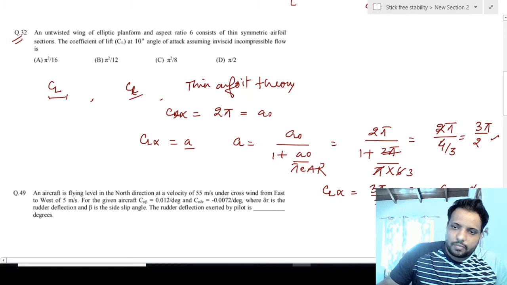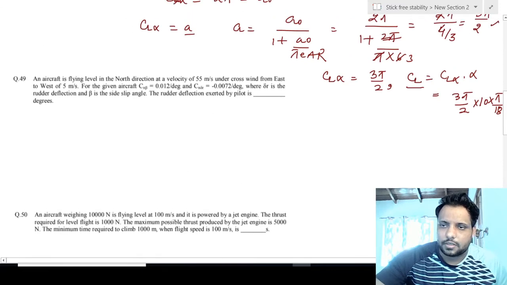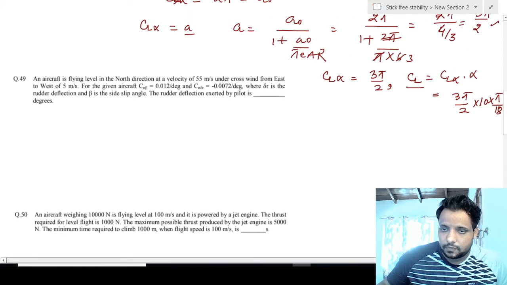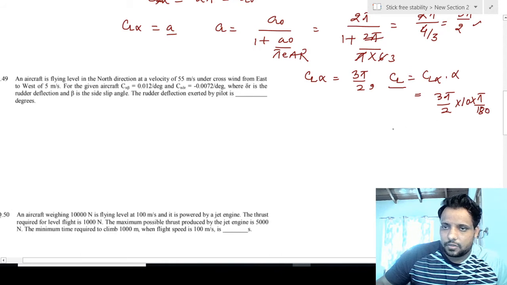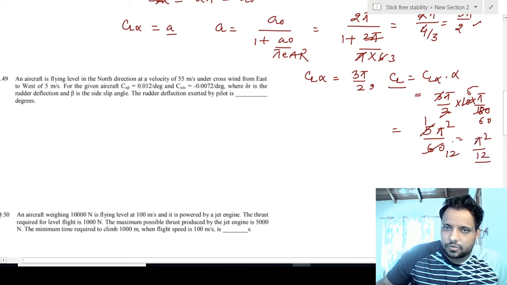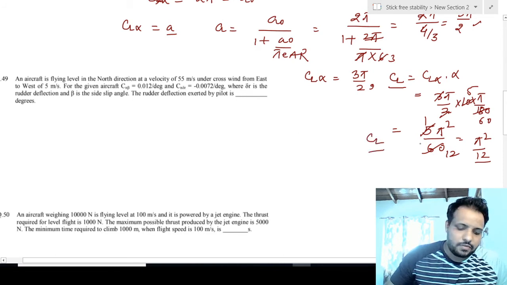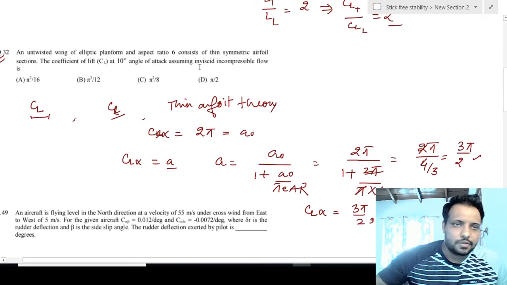So 10 into pi by 180. So this is going to be 5 pi square by 60, or pi square by 12 is the answer. So Cl for the wing as per the given conditions is pi square by 12, and if we look at the options, option B is correct here.